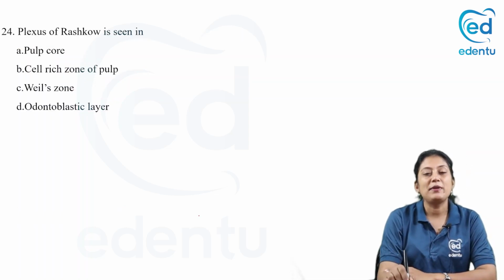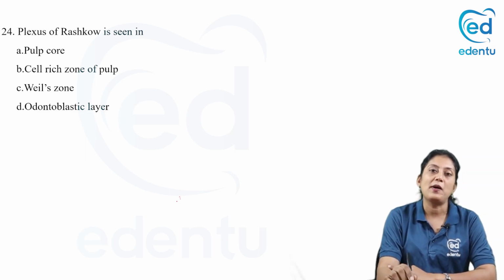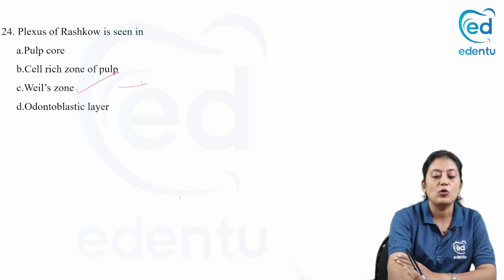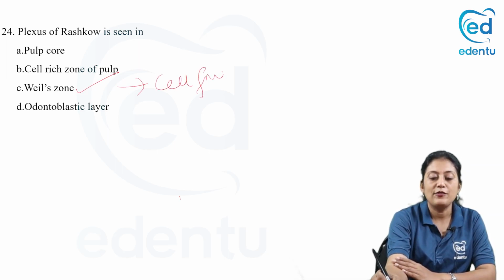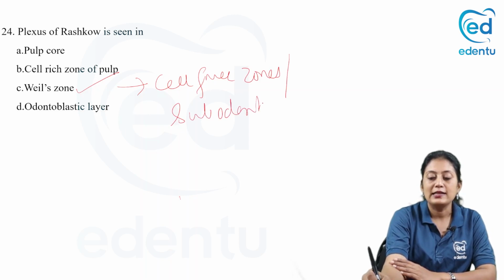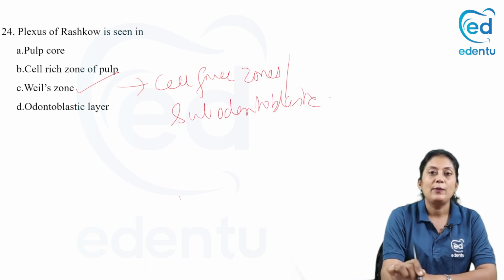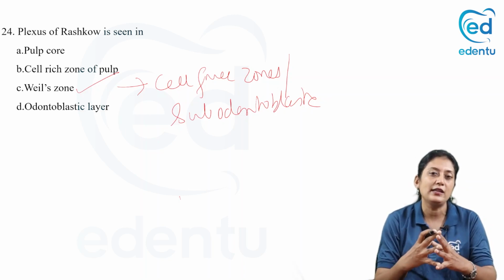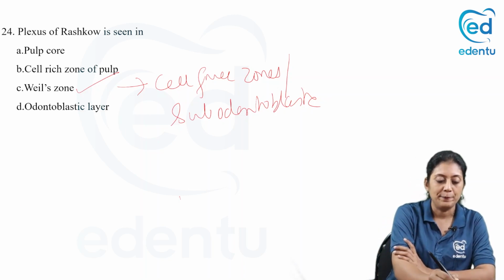The next question is, plexus of Raschkow is seen in which part of the pulp? Already it is a straightforward question. It is seen in the Weil zone. The Weil zone is otherwise called the cell-free zone or also known as the subodontoblastic layer, and this is the layer where you see the plexus of Raschkow, which is nothing but the parietal nerves. All the nerves are forming a plexus here.